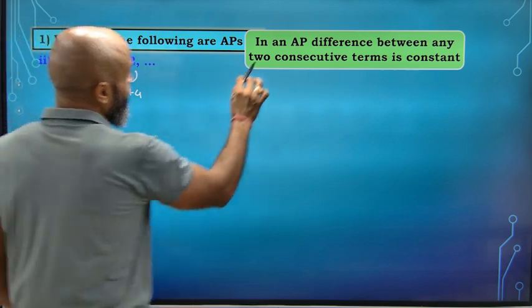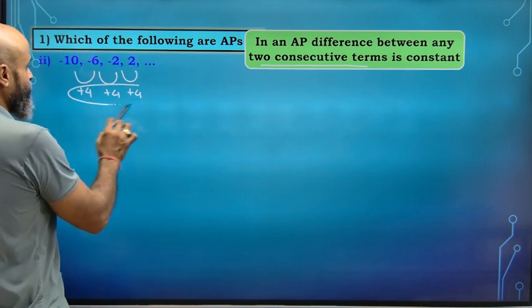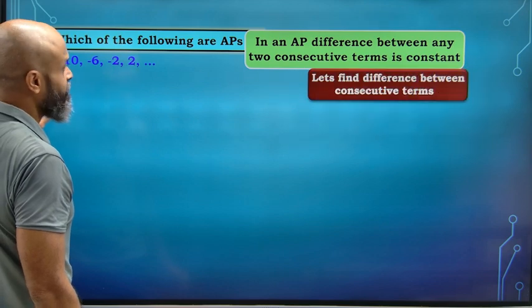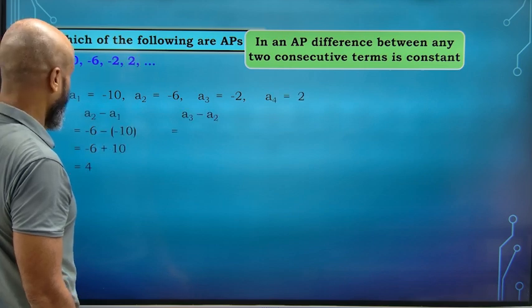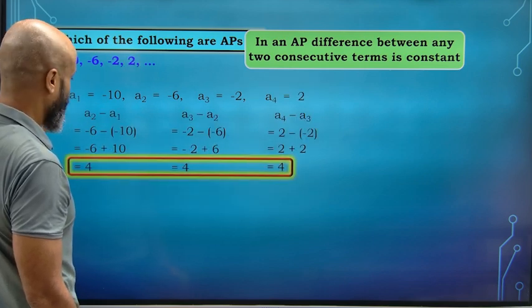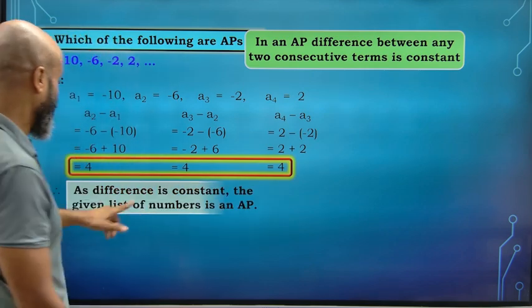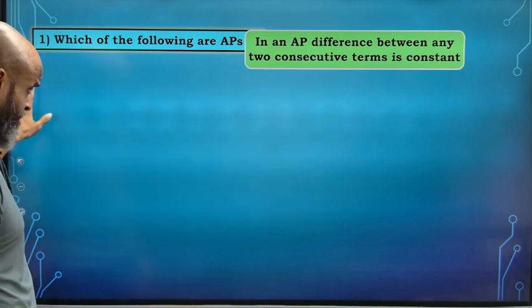So in an AP, the difference between any two consecutive terms is constant. Is this difference constant? Yes, it is. So there is a common difference. Let's find the difference between consecutive terms. The common difference here is plus 4. Since the common difference is constant, this qualifies for an AP. As the difference is constant, the given list of numbers is an AP.